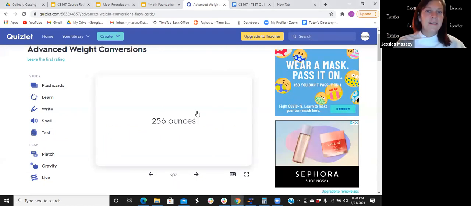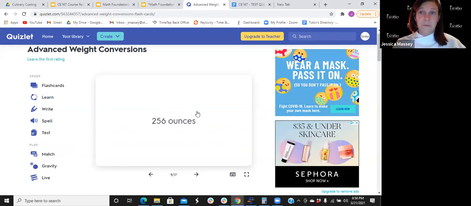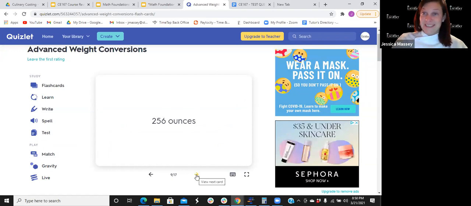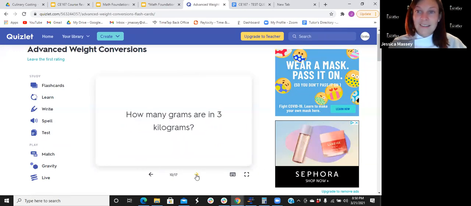256. It's like my husband goes through 2 gallons of milk in 3 days. That's so disgusting when you put it in ounces, how much milk that is. Like, it's gross. Anyway, 256 ounces is a lot.